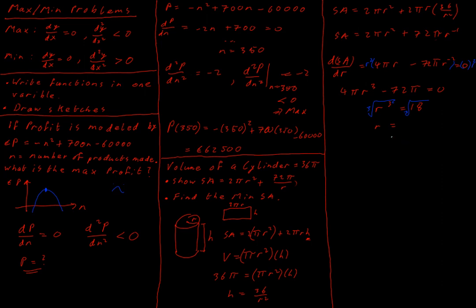You can just leave it as the cube root of 18 if you like. If they ask you for an answer to a particular number of decimal places, you can also leave it to that. 2.6207.